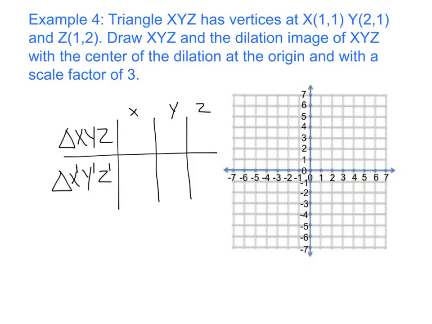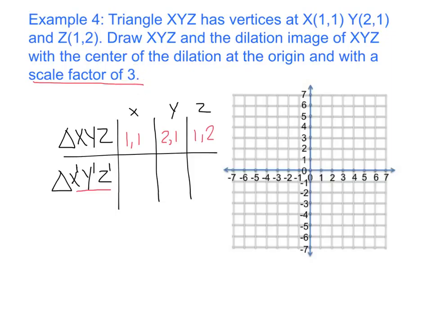In example 4, it says, triangle XYZ has vertices at X, Y, and Z. Draw XYZ and the dilation of the image with the center of the dilation at the origin and with the scale factor of 3. So, we have the following points: 1, 1, 2, 1, and 1, 2. We notice that each of the new points, X prime, Y prime, and Z prime, all have a scale factor of 3. What that means is each coordinate here is going to be multiplied by 3 because we're enlarging it by a scale factor of 3.